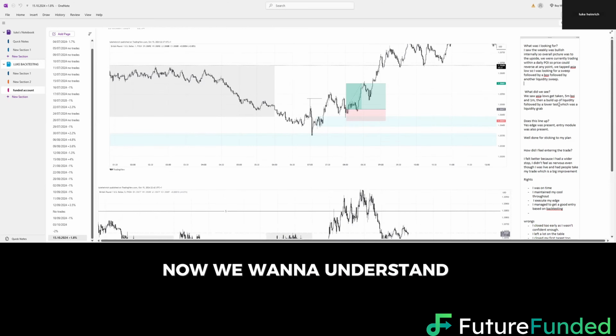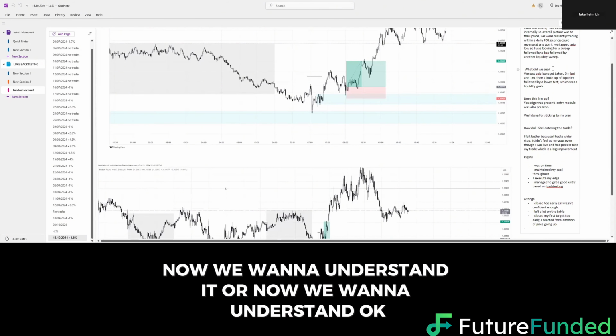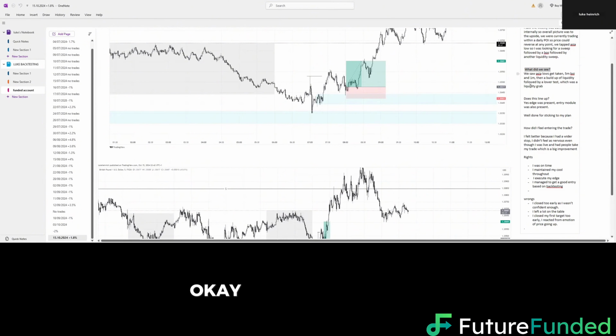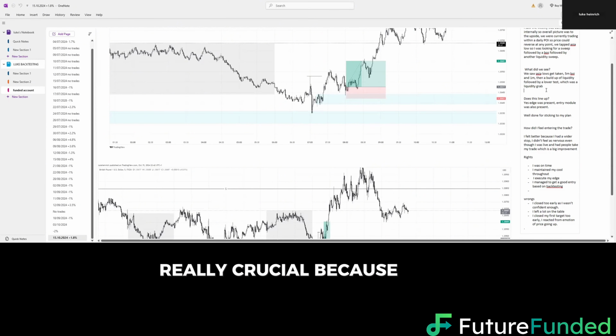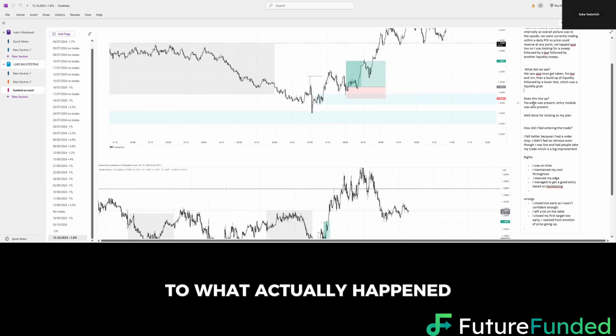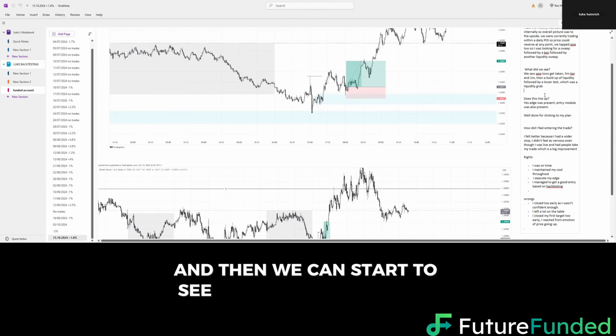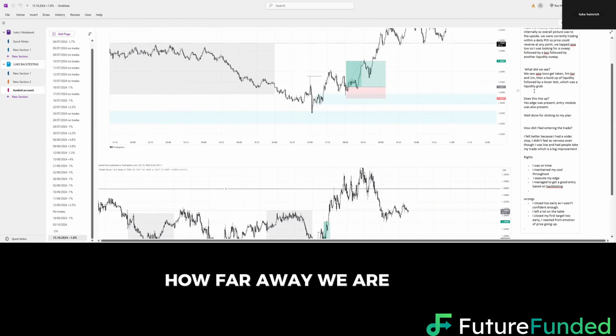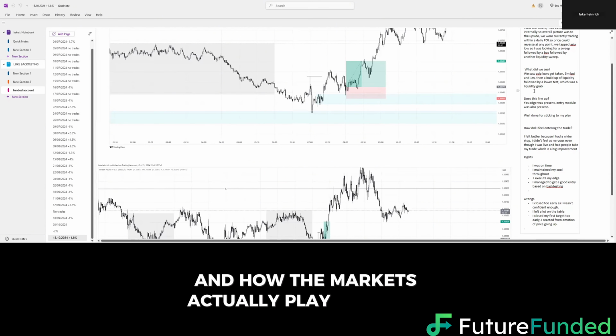Now we want to understand it, okay, what did we actually see? What did the market actually do? Okay, and that's really crucial, because then we can start to link our opinion to what actually happened, and then we can start to see how close we are, or better yet, how far away we are from what we speculate and how the markets actually play out.